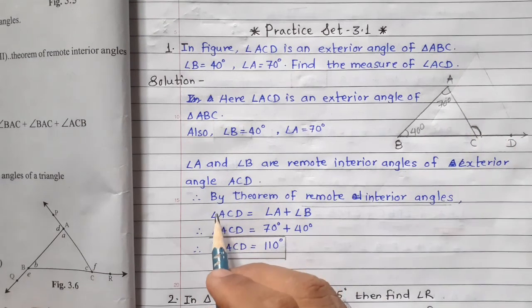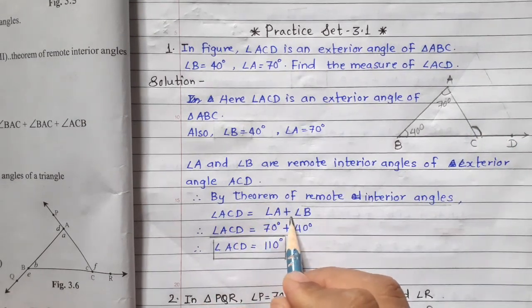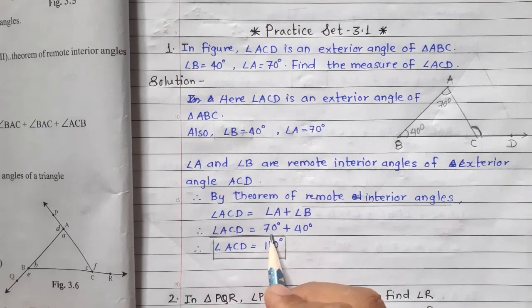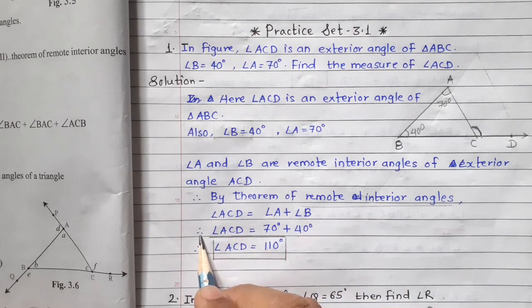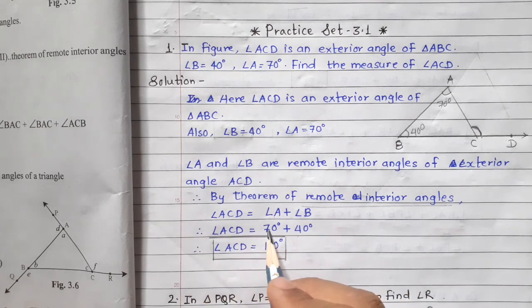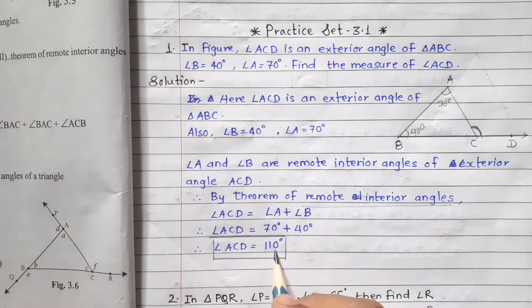So we can write angle ACD is equal to angle A plus angle B, and the measure of angle A is 70 degrees, the measure of angle B is 40 degrees. So therefore we have angle ACD is equal to 70 degrees plus 40 degrees, and the measure of angle ACD is equal to 110 degrees.